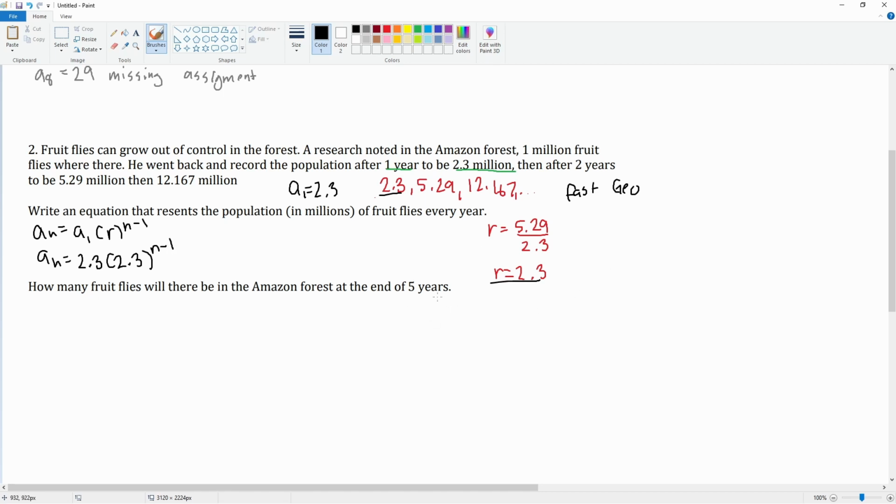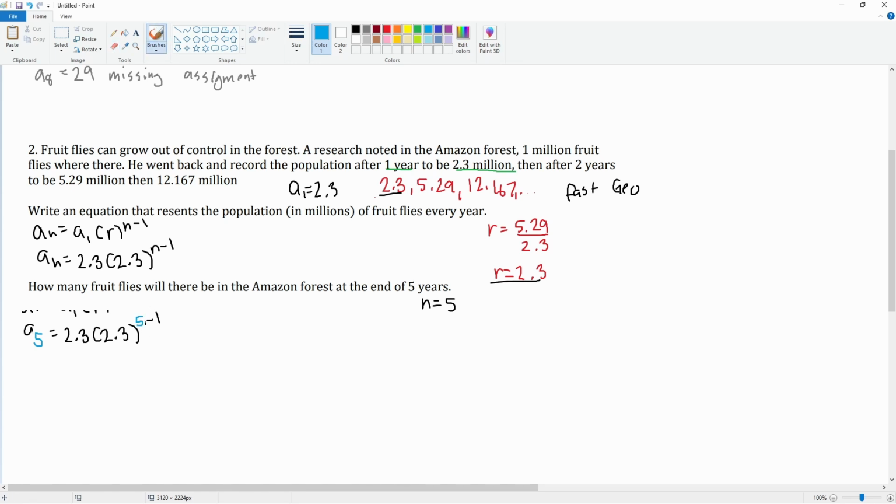Right? How many fruit flies would there be at the 5th year? So n equals 5. So we're going to plug in n equals 5 into this expression and see what we get. All right. Okay, here we go. We delete the n and we substitute in the value 5. We do this and this becomes a 5.